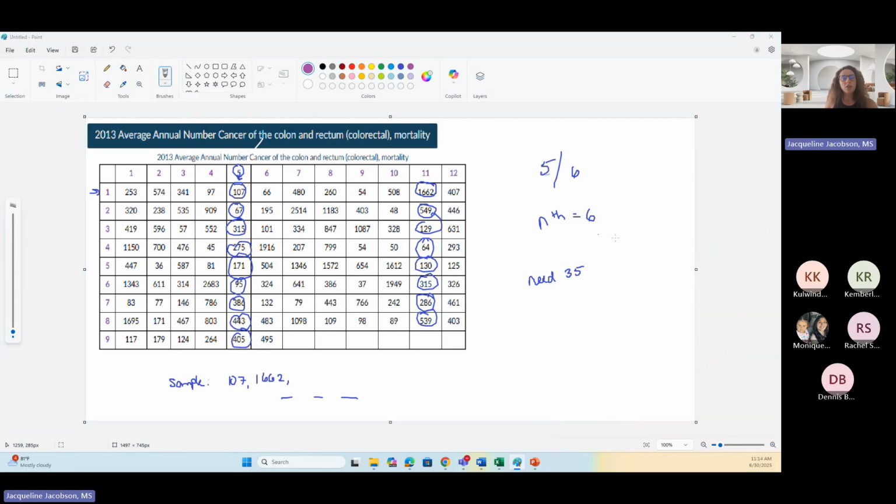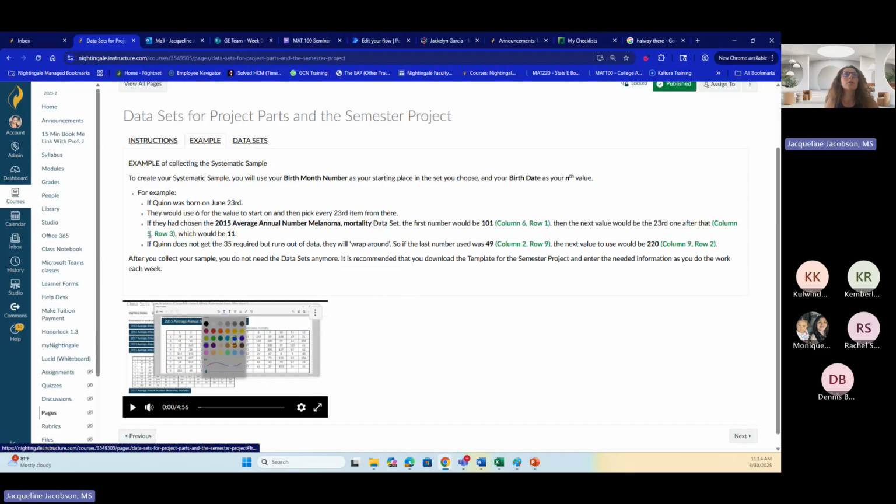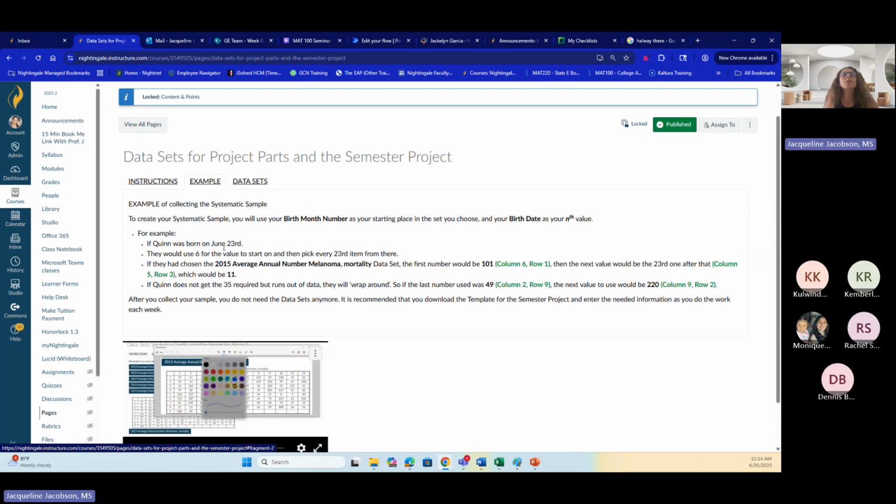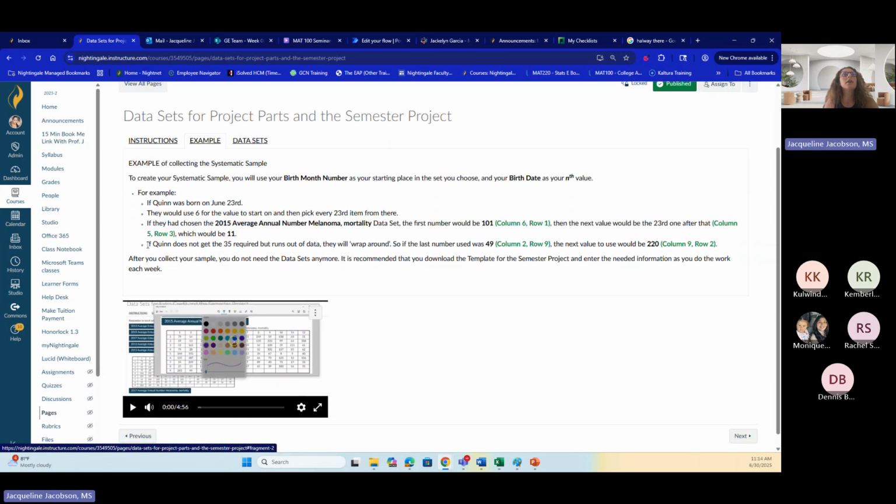If not, another method is this example. If you do not get the 35 required data values and you run out of the table, then you could wrap around this way. If you have repetition, like I just said, take the last value, write down the column and row, and switch it.